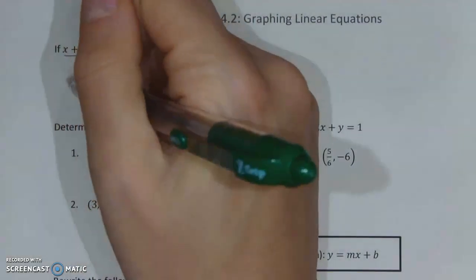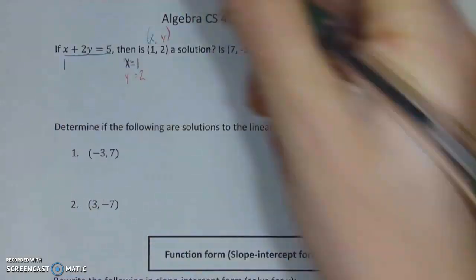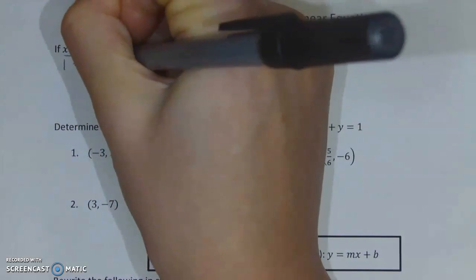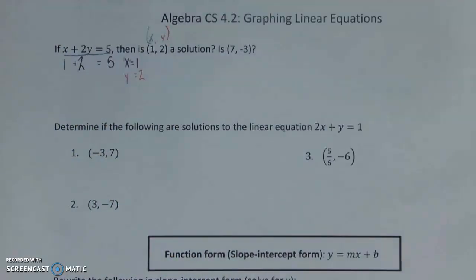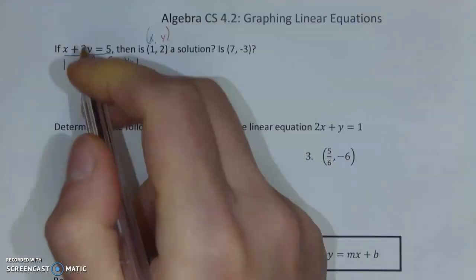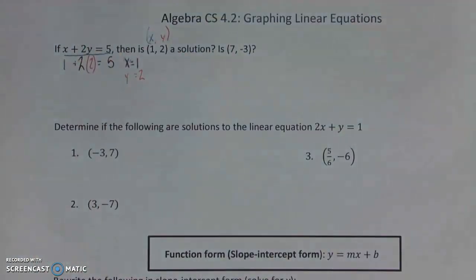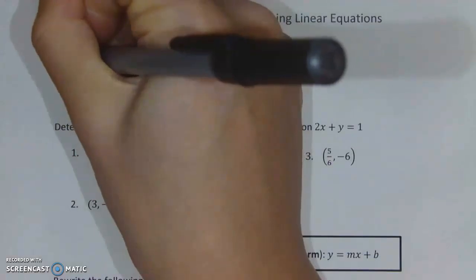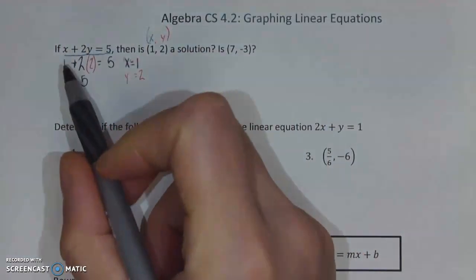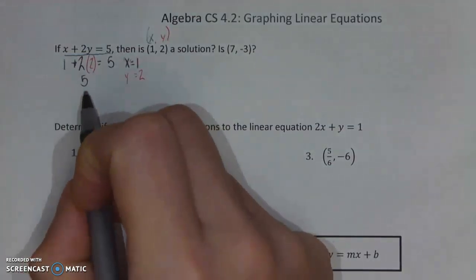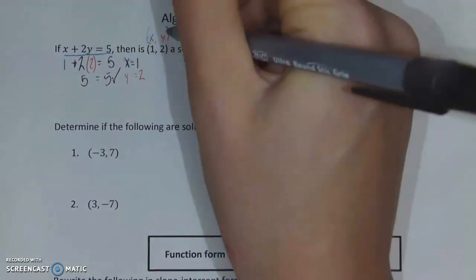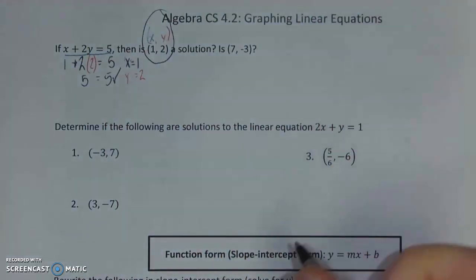So if x is 1, I can write 1 instead of x. And if y is 2, I can write 2 instead of y. Now 1 plus 2 times 2 is in fact equal to 5, because 2 times 2 is 4, and add that 1 according to order of operations, and that gives us 5. So since 5 is equal to 5, I know that the point 1, 2 is a solution.